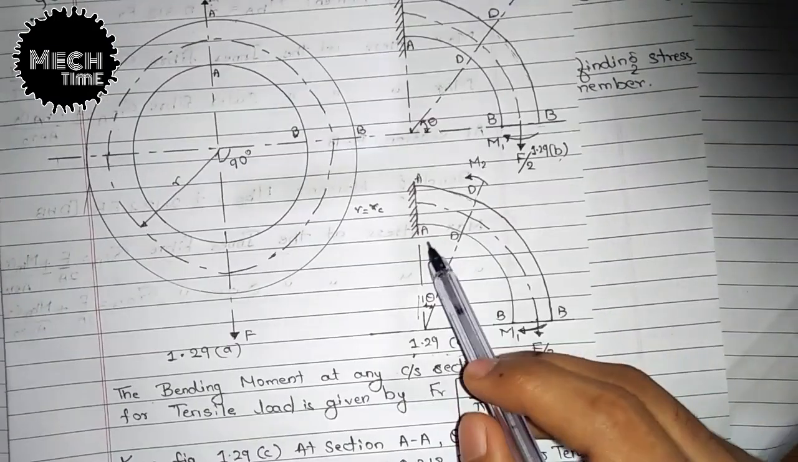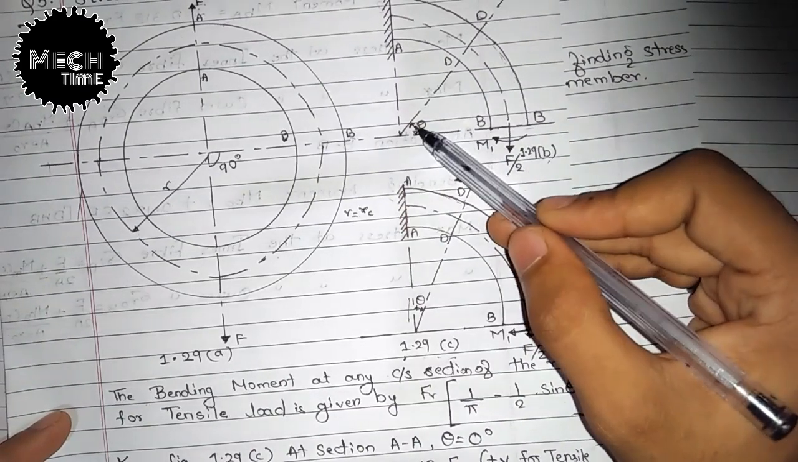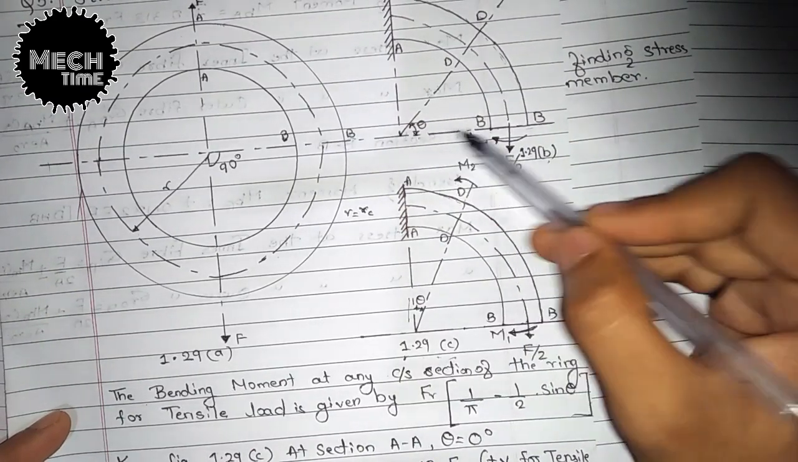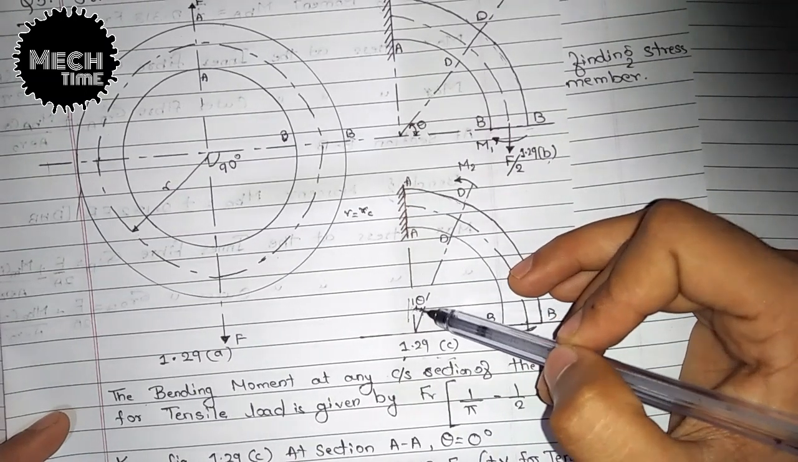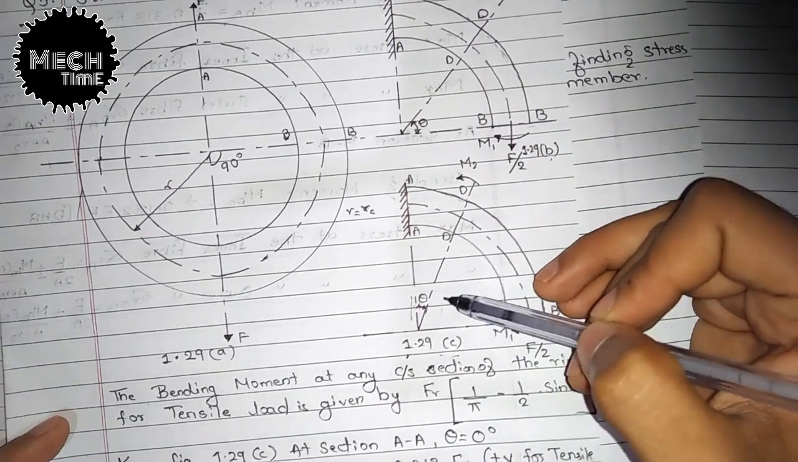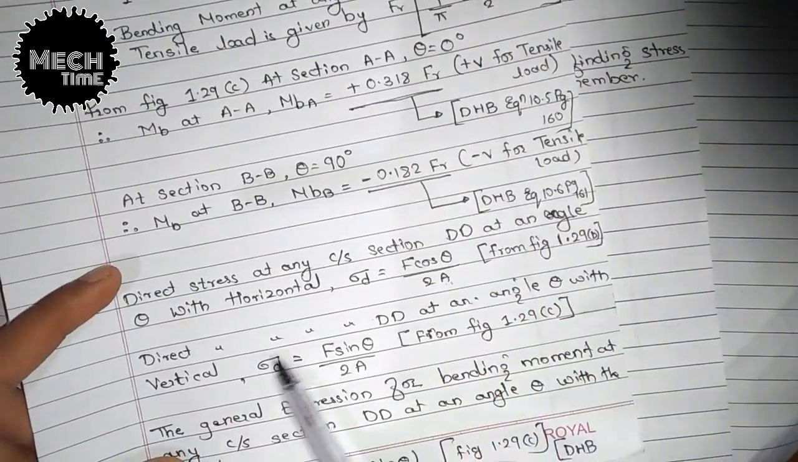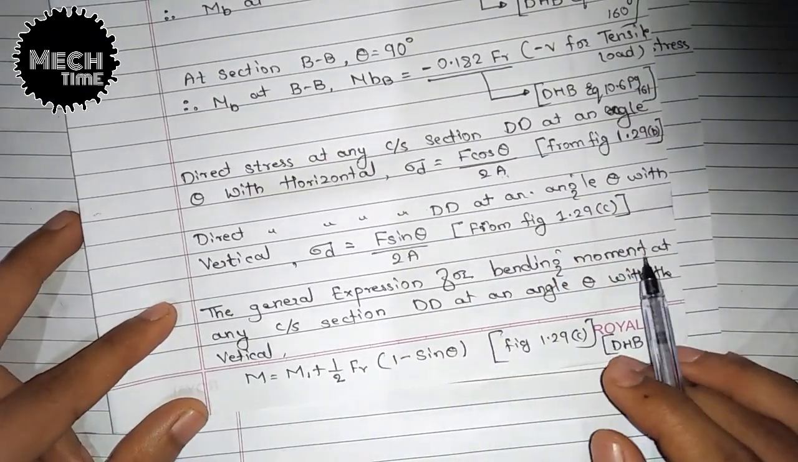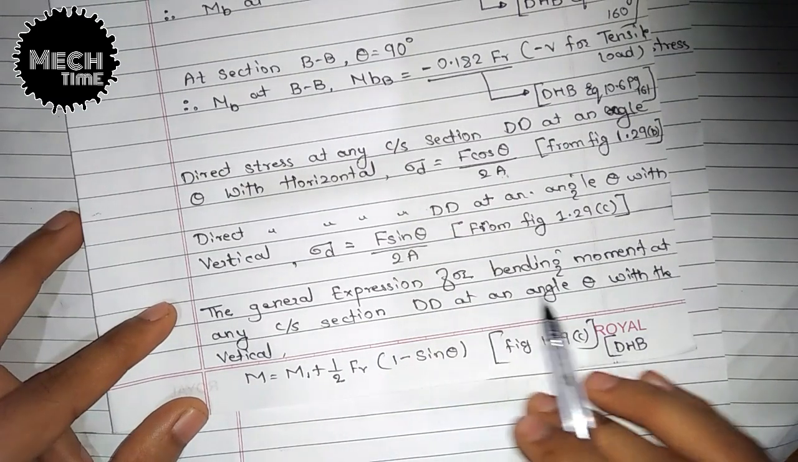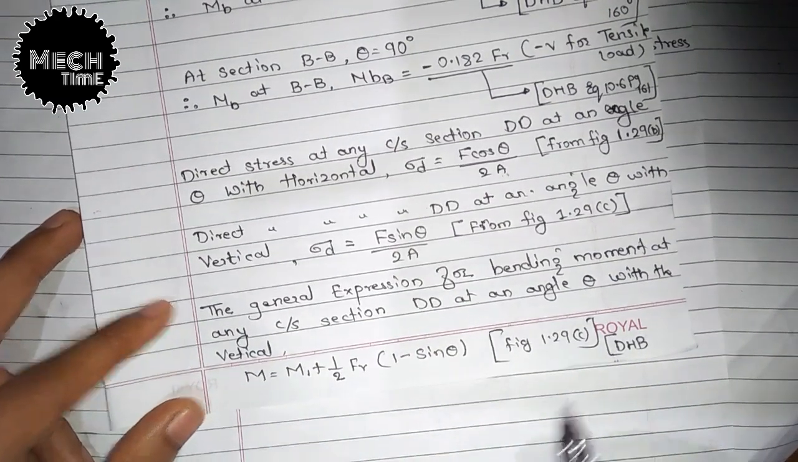Now I have changed the figure for it, because here the angle theta is measured from the horizontal, but the angle is from the A to A section, so therefore it will be a sine. Now the general expression for the bending moment at any cross section DD at an angle theta with the vertical is given in the data handbook.